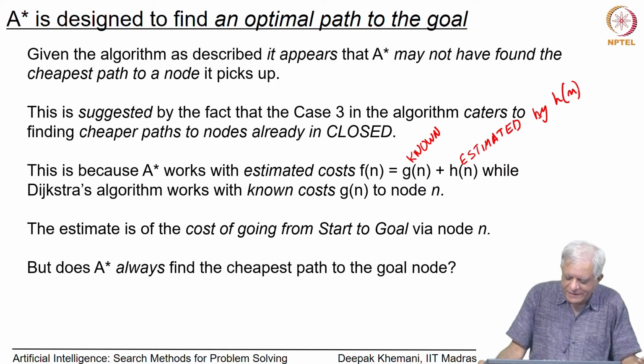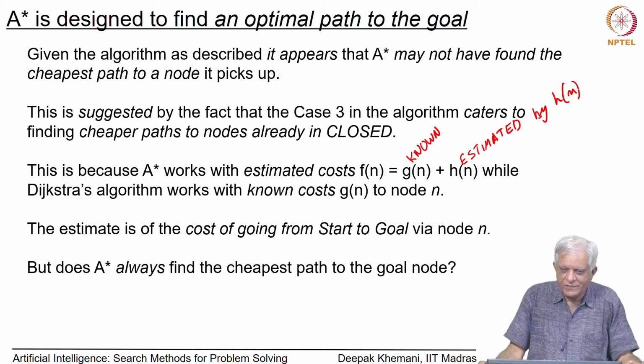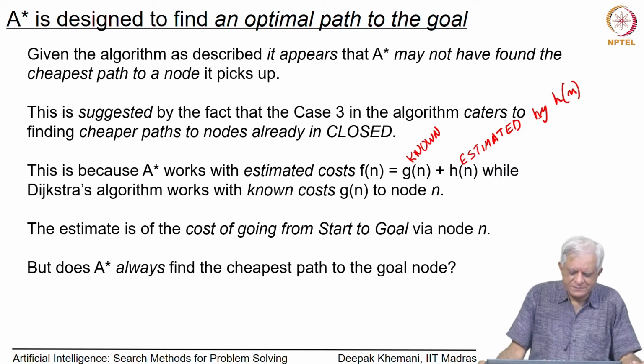And we have seen that that is the case, and that is why the algorithm has the case 3, because you may find newer paths to nodes on closed, and you may then have to propagate those costs. That was part of the algorithm that we have seen essentially.